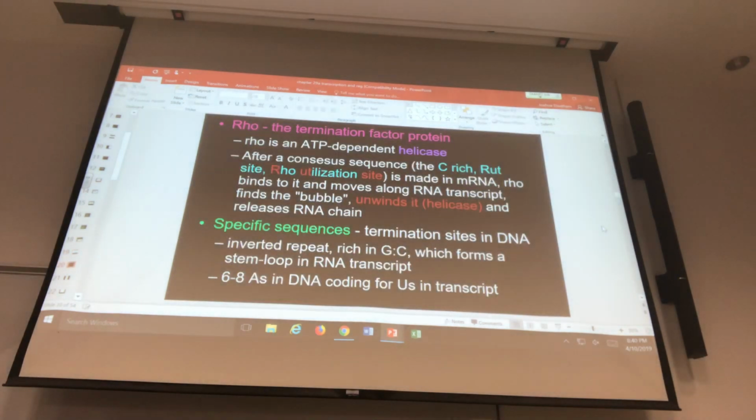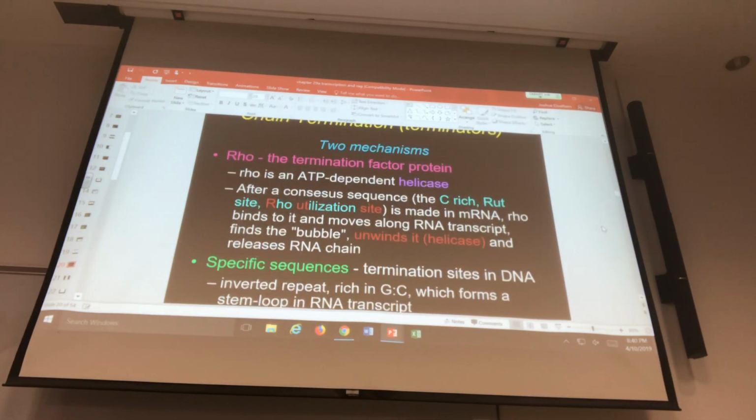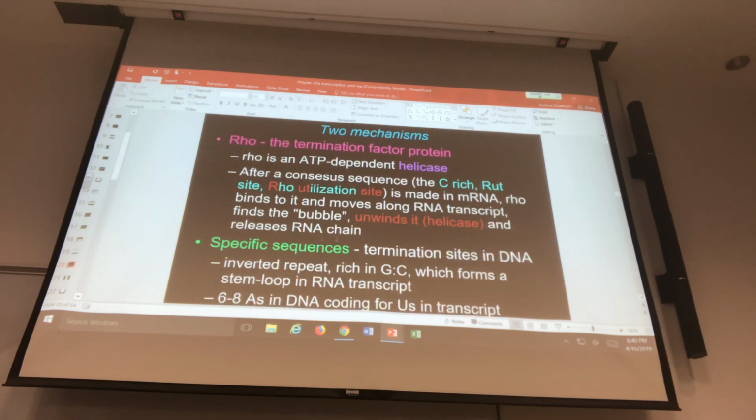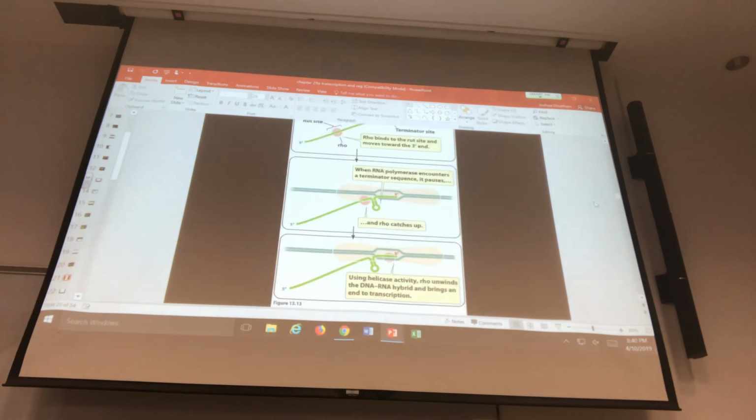Let's see. There are 2 ways to end transcription. This is the end of prokaryotic transcription, and that is Rho-dependent termination. And although it's called specific sequences here, another way to describe this is Rho-independent termination. And let's illustrate both of these.